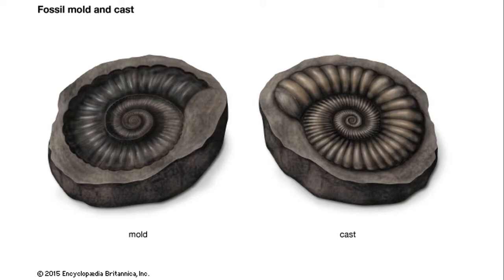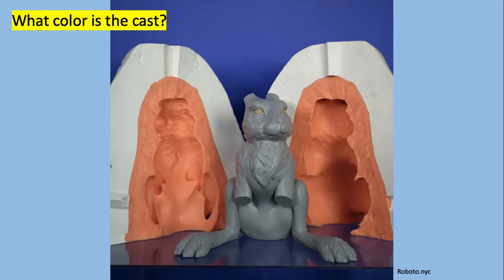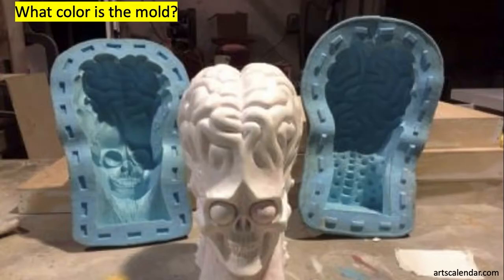A mold is the empty space, the cast is what fills it. And this is often used in art. You make a mold to create a sculpture sometimes. And so the mold is the orange here, and the cast is the gray. And so that mold could make the cast over and over and over again. And it's the same way with fossils. You could find just the mold, or sometimes you find the cast. Here the mold is white, and the cast is blue.